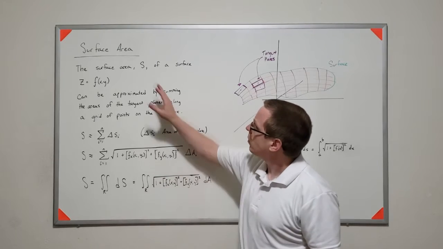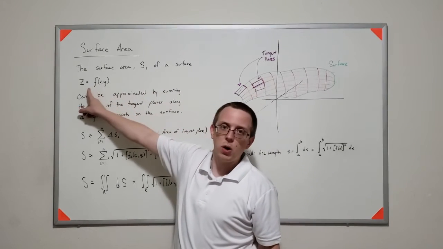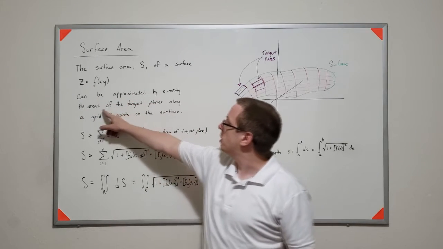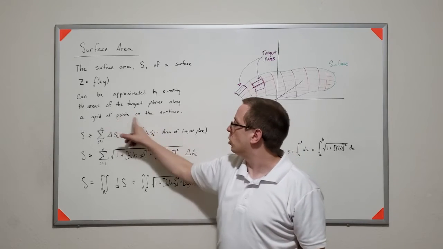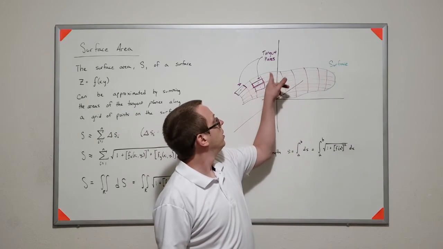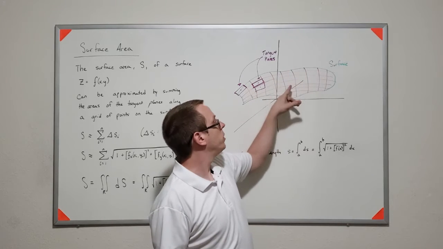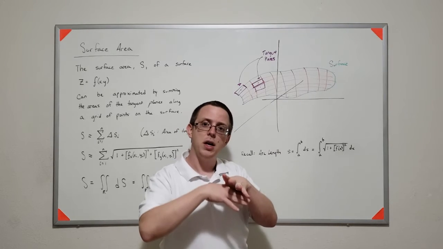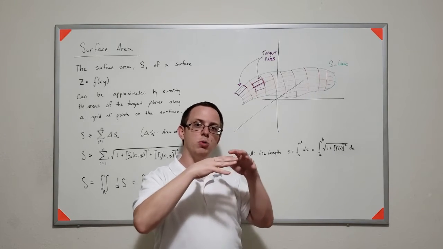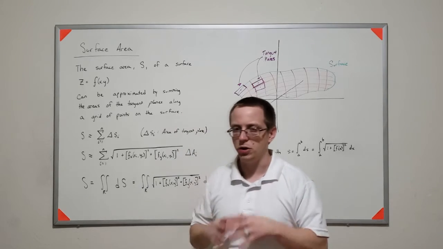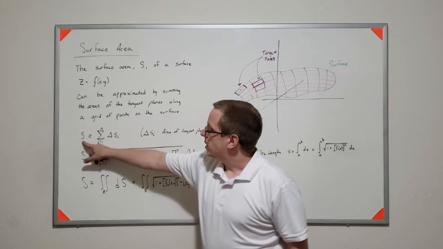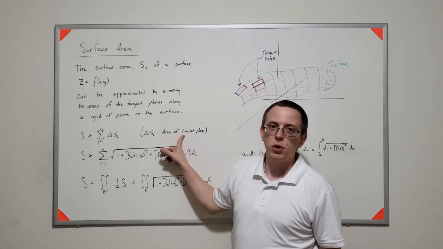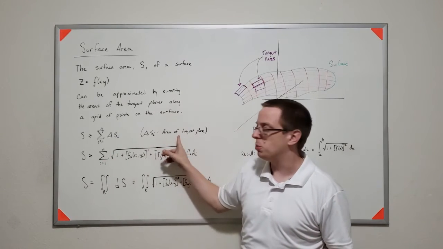So if we have some sort of surface that can be described like this, z equals f of x, y, then we can approximate that by summing the areas of the tangent planes along a grid of points on the surface. So basically we would create a bunch of tangent planes for all these little regions and sum them up. And then of course, if we took more points and did more tangent plane sums, those would start converging to the surface area. So we can say that the actual surface area is approximately the sum of these little differential surface areas, so the areas of the tangent planes.